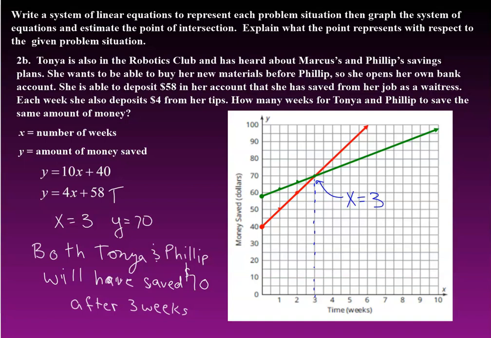And so again, when it says explain what this point represents, the point (3, 70) represents that Tanya and Philip will have saved $70 after 3 weeks. And that's how we solve systems using graphing.